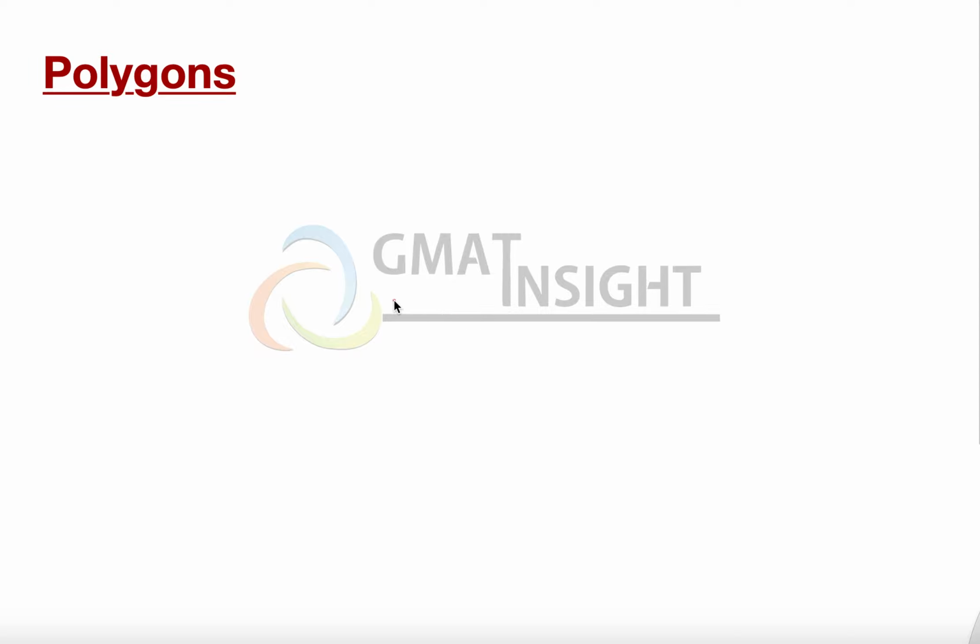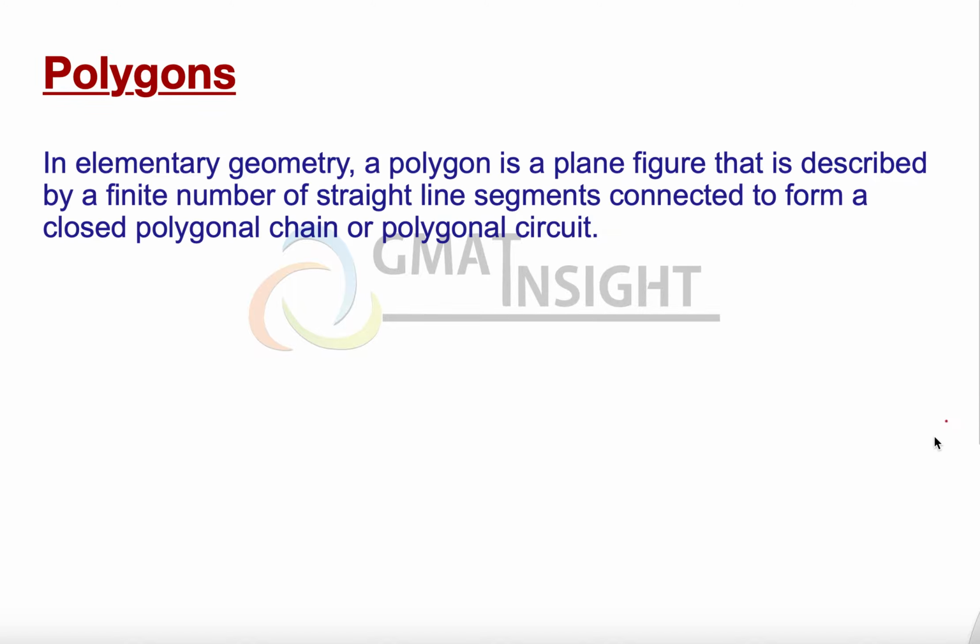Hi, in this video, we will discuss the concept of polygons. So the discussion of the polygon starts with what exactly we call a polygon. So here comes the definition. In elementary geometry, a polygon is a plane figure that is described by a finite number of straight line segments connected to form a closed polygonal chain or the polygonal circuit.